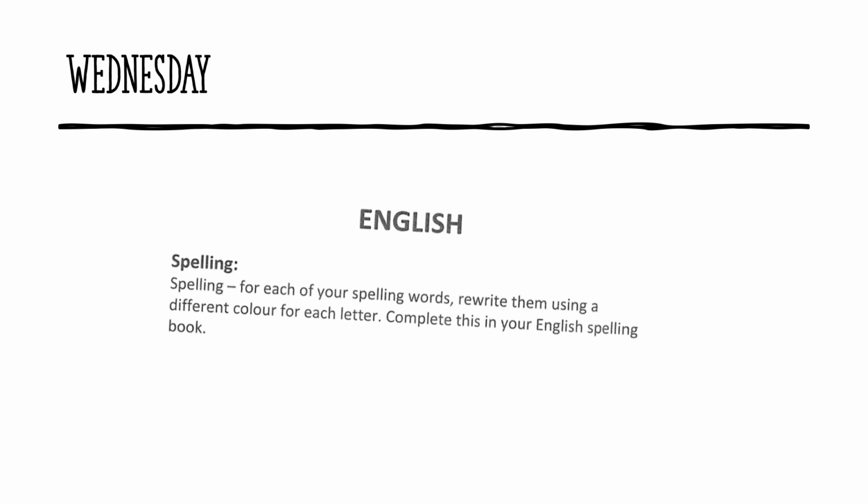Also, on your Wednesday, you need to do your rainbow words for each of your spelling words. So rewrite each of your spelling words in a different colour for each letter, and complete this in your English spelling book.